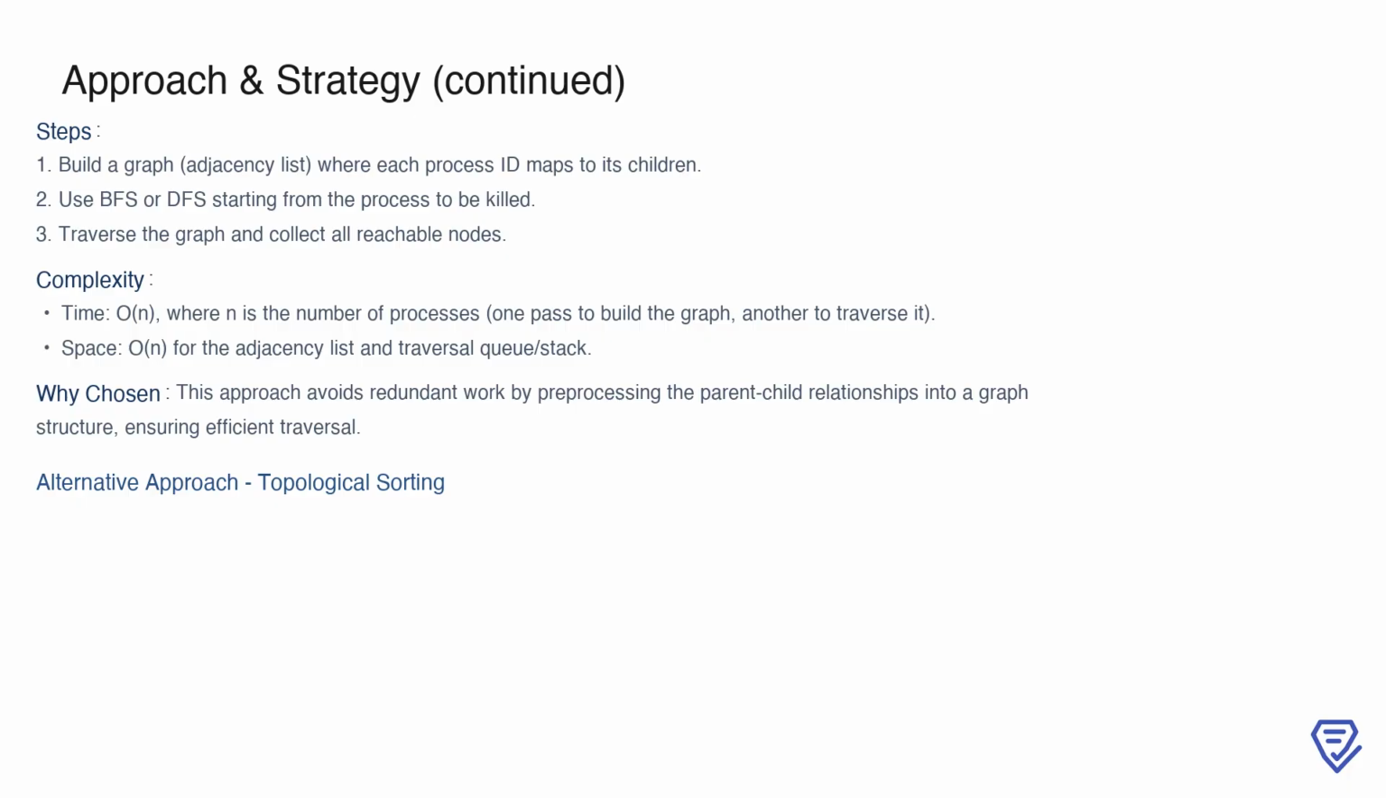Starting from the process to be killed, we visit all its children, then their children, and so on, collecting all reachable nodes. This approach is far more efficient, with a time complexity of n, since we perform only one pass to build the adjacency list and another to traverse the graph. The space complexity is also n, accounting for the adjacency list and the queue or stack used during traversal. This method eliminates redundant work and ensures the solution is scalable.